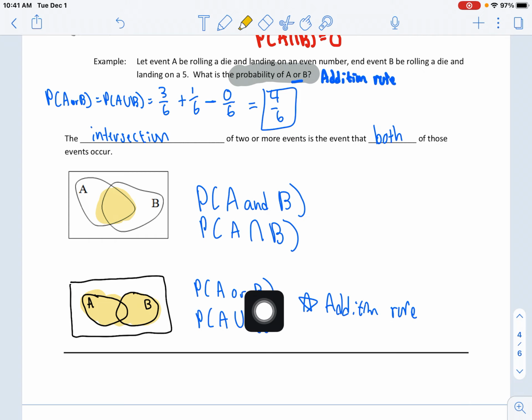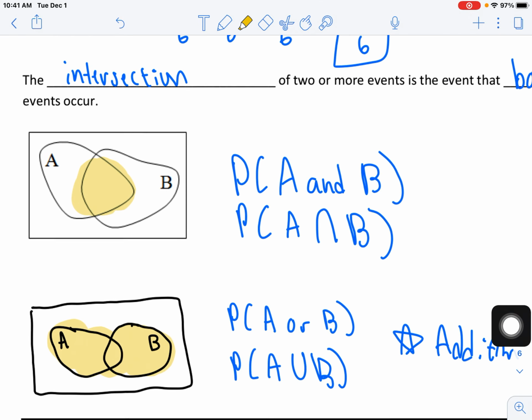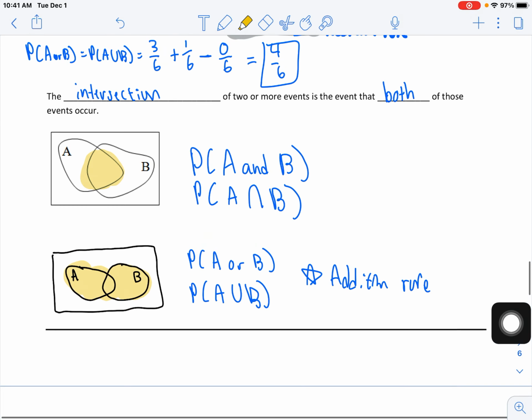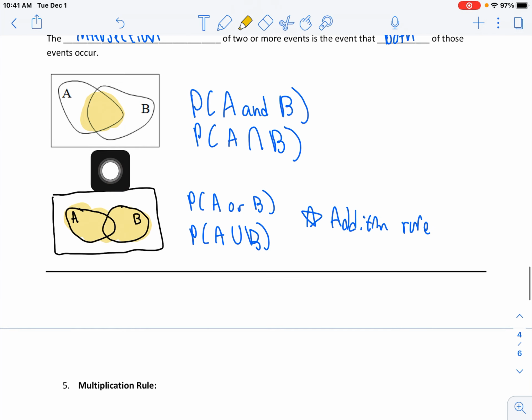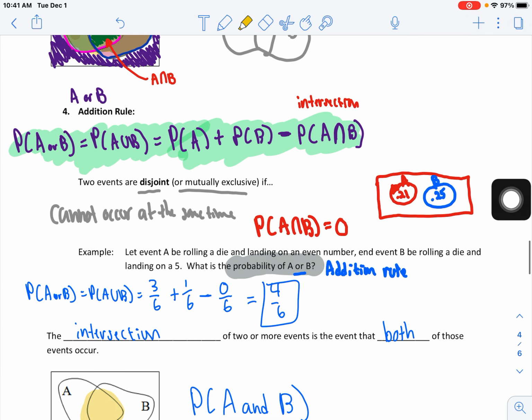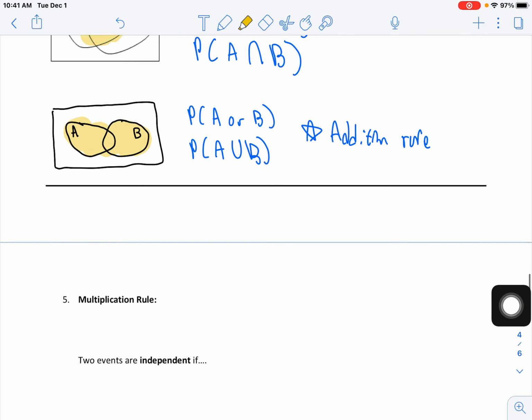All right, when we see the word or, this is the union. That's the addition rule. We're looking at this whole piece. Where this intersection is just like this middle piece. Within the addition rule, you actually have to subtract the intersection. The addition rule says A plus B minus the intersection.